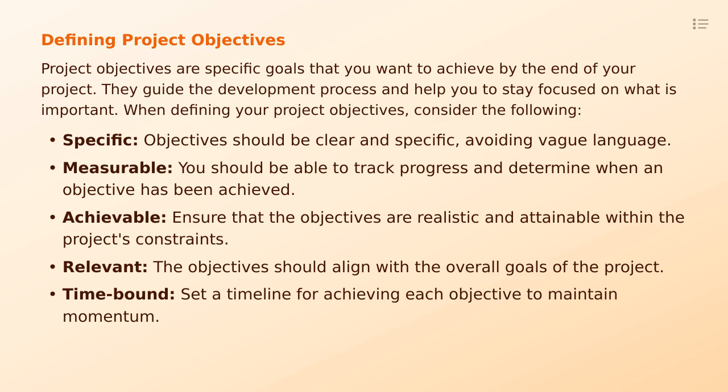First, specific. Objectives should be clear and specific, avoiding vague language. Next, measurable. You should be able to track progress and determine when an objective has been achieved. Also, achievable. Ensure that the objectives are realistic and attainable within the project's constraints. Take a moment to read the rest on screen.